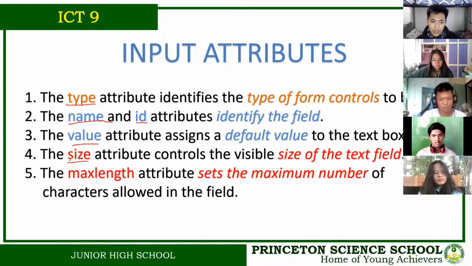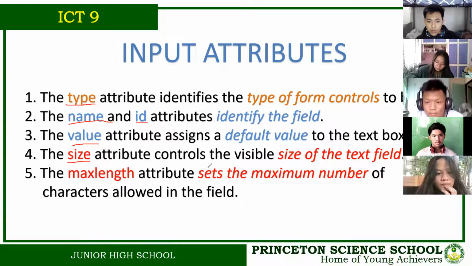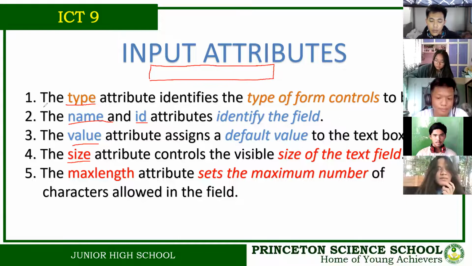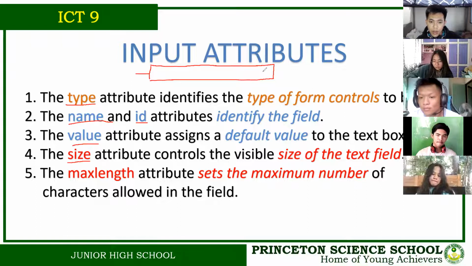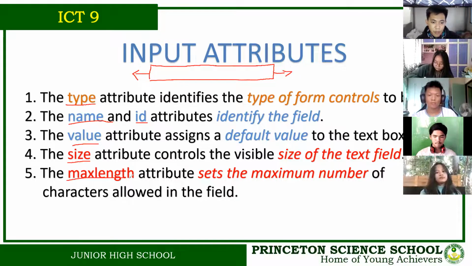Next is the size. The size attribute controls the visible size of the text field. Okay, so the size attribute will determine how long your text box will be. Okay, so it is talking about how wide. Okay, and the last one, max length. The max length attribute sets the maximum number of characters allowed in the field. Okay, so what does that mean?